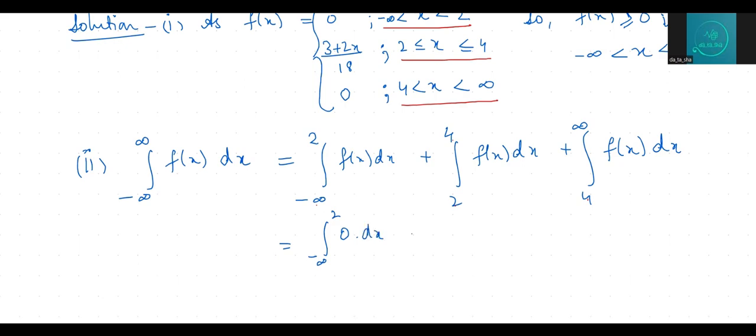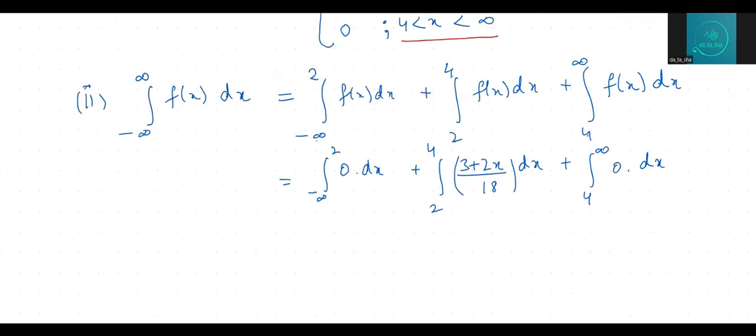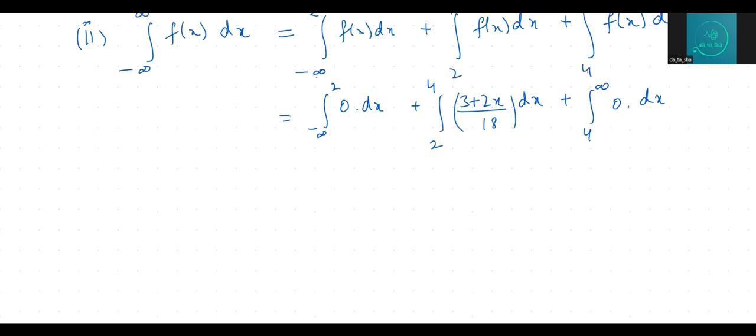From 2 to 4 it is given to us, and from 4 to infinity it is again 0. So we'll be solving this, and let's see what we get as the answer. I can just break it.